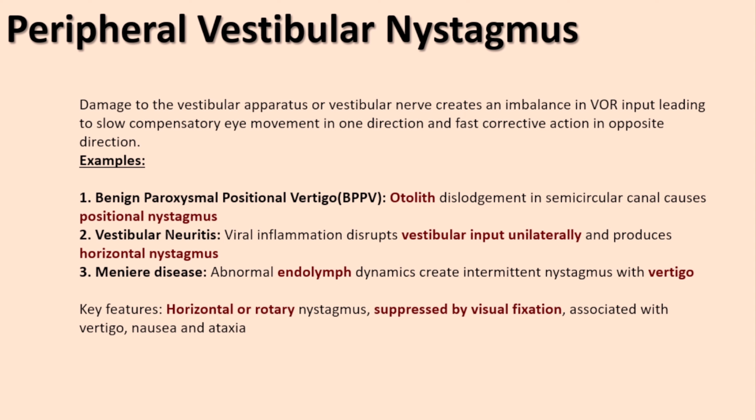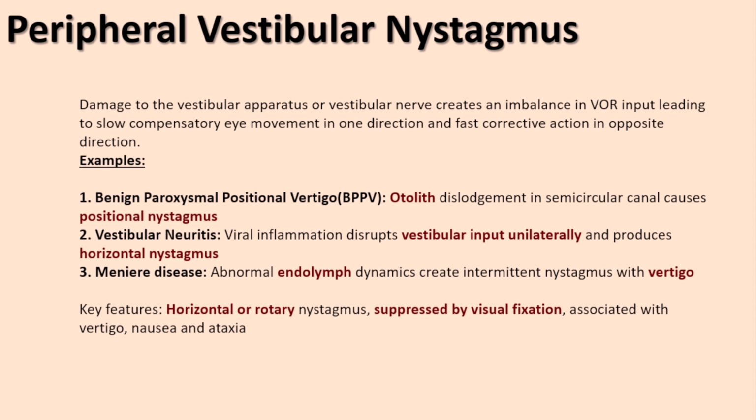So in this case, we have damage to the vestibular apparatus or vestibular nerve, which creates an imbalance in vestibulo-ocular reflex input, leading to the slow compensatory eye movement in one direction and fast corrective action in opposite direction. We have several diseases that can cause this type of nystagmus.